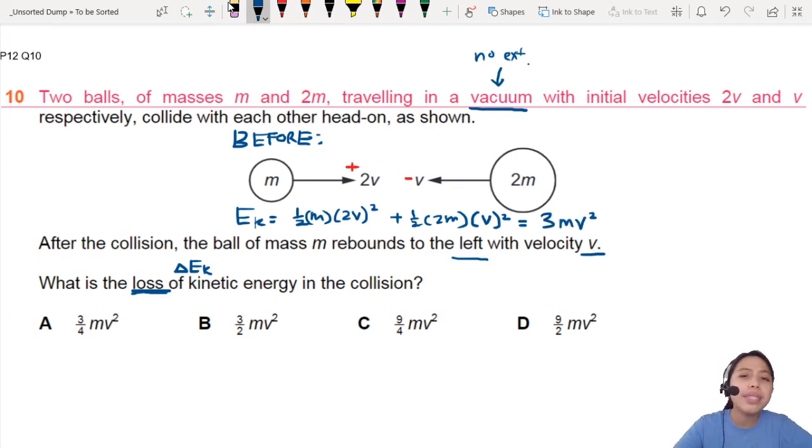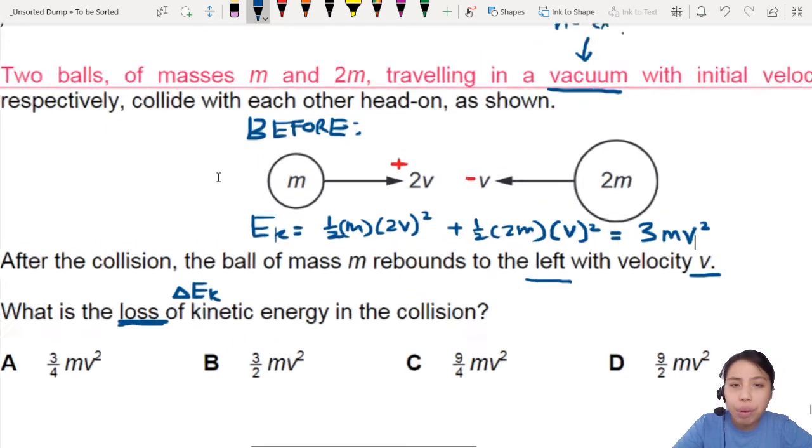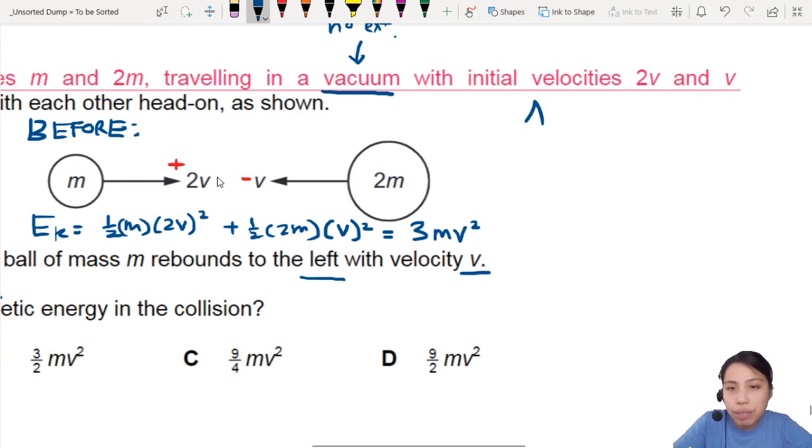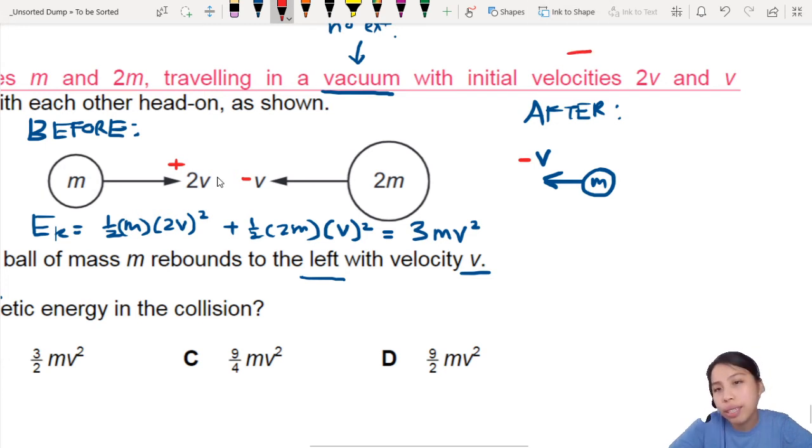That's before. What happens after? Do we have enough information? Let's sketch the diagram and look. So before collision, after collision. We know that the smaller ball m rebounds to the left with a velocity v. Now this is to the left, so you need to add a negative sign, because I define in this question anything to the right positive, anything to the left as negative. You can switch it, up to you, but usually right hand is positive.